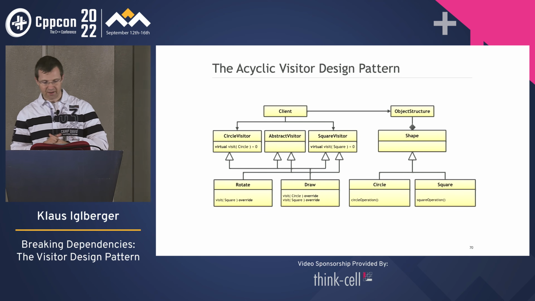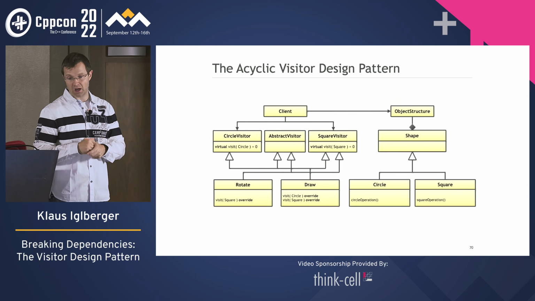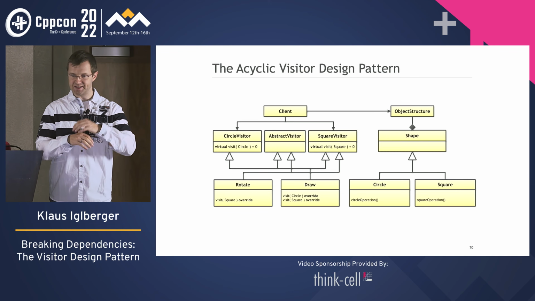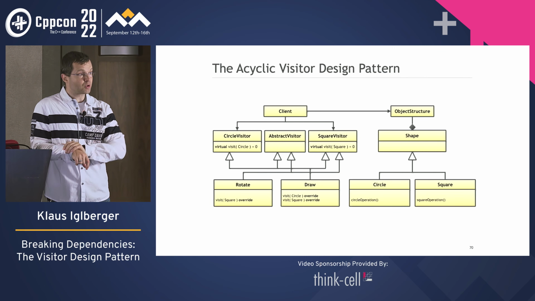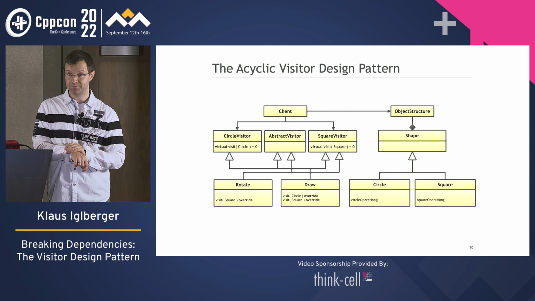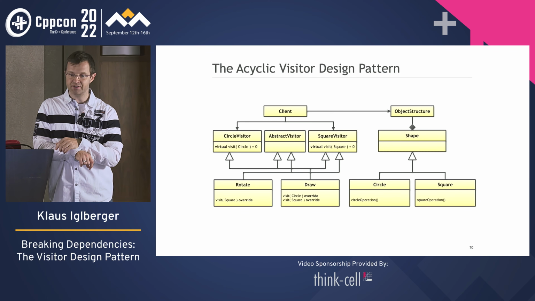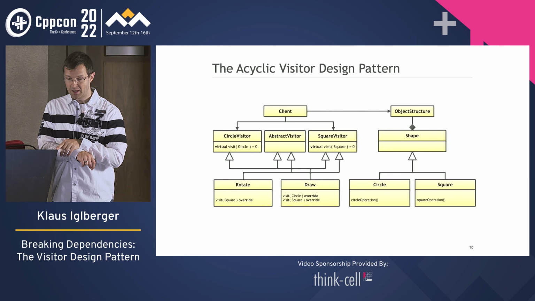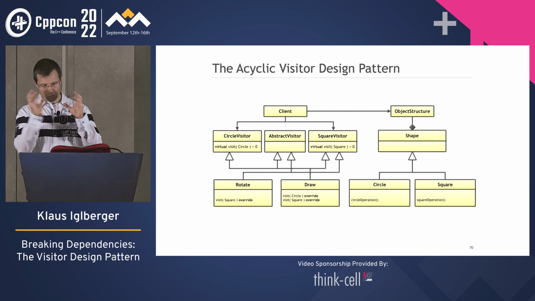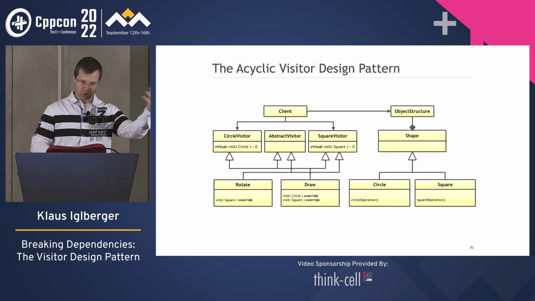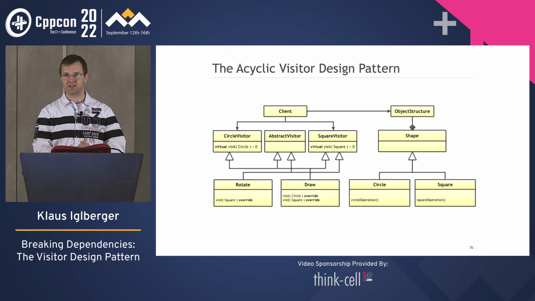And then there is a visitor base class for all the kinds of shapes. There's a circle visitor, there's a square visitor. The circle visitor introduces the visit function for circles. The square visitor introduces the visit function for squares. And of course, please consider that there are many more shapes. So there's one base class for any shape. There could be rectangle visitor, ellipse visitor, etc., etc.